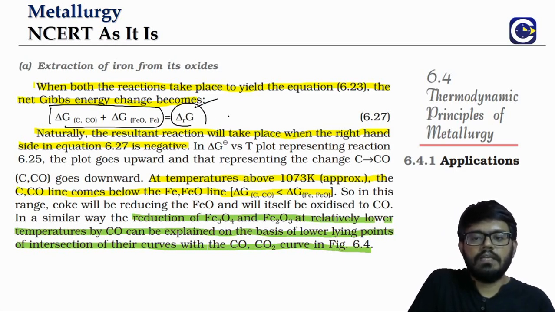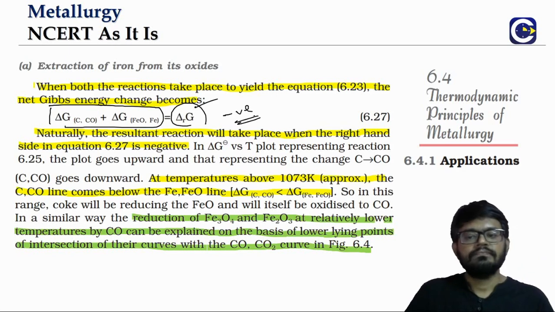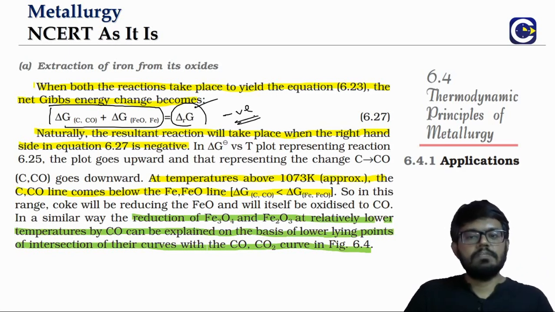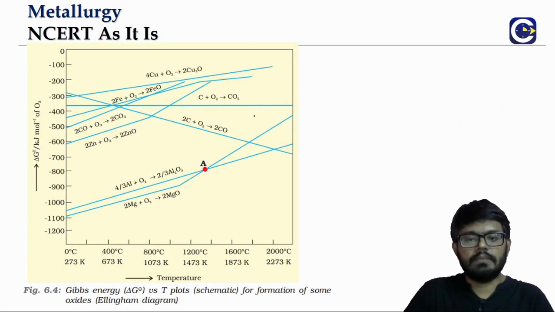Overall delta G of the reaction should become what? Negative. And only then this reduction is going to be feasible. So we can understand when this will be feasible by looking at the Ellingham diagram. So we'll just go to the Ellingham diagram.